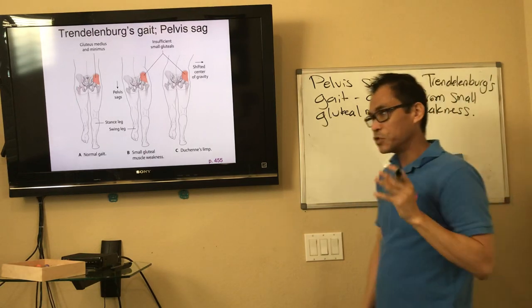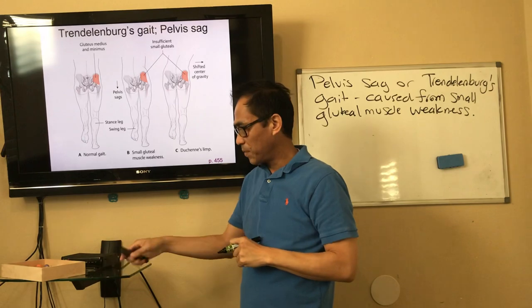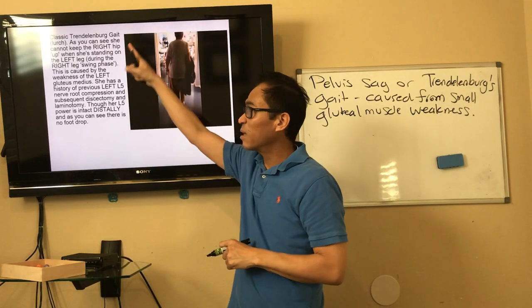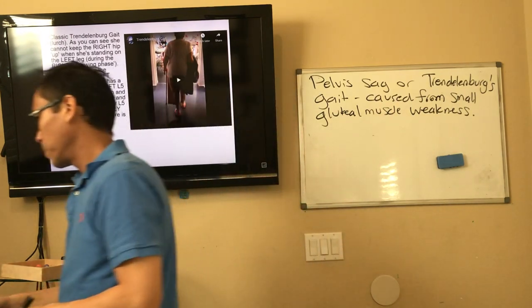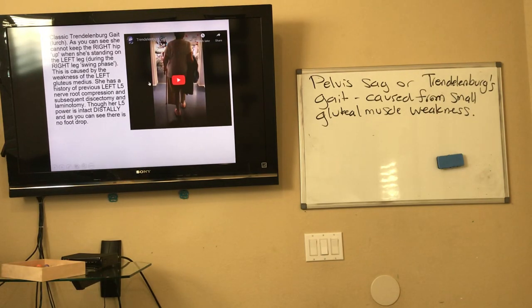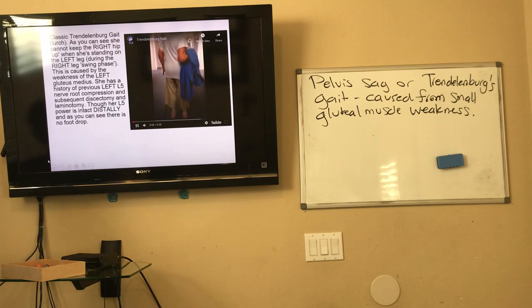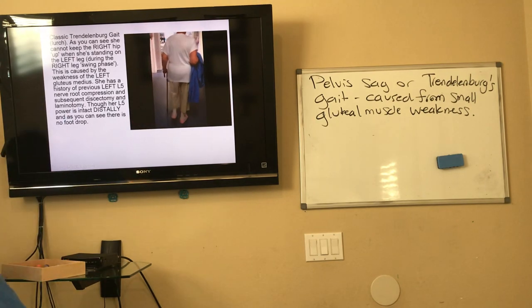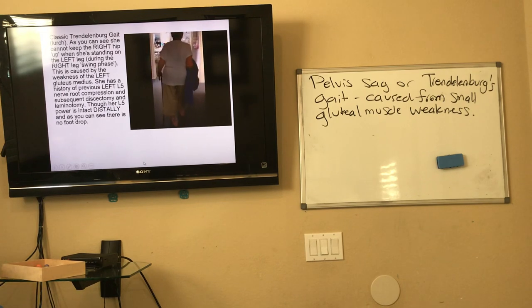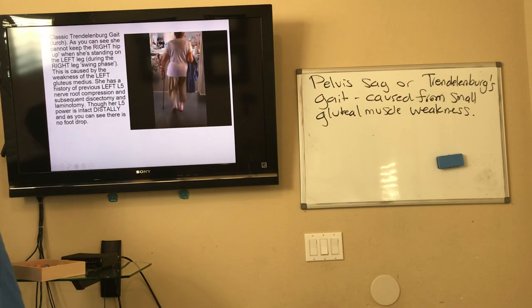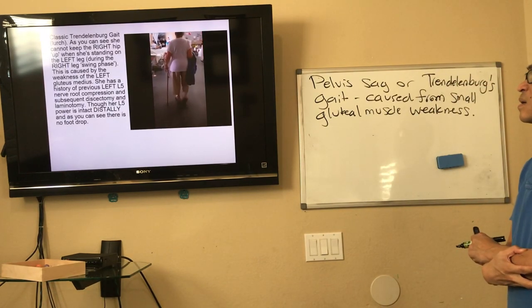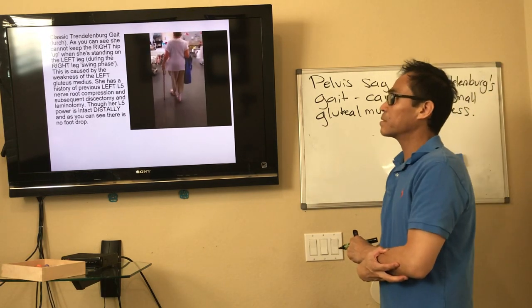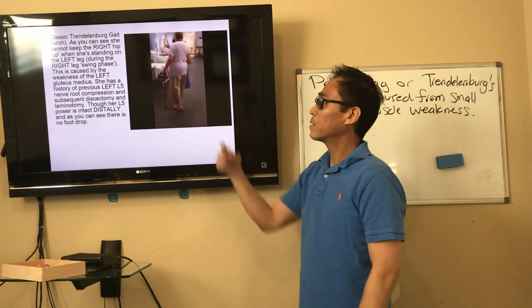So maybe on one side, the superior gluteal nerve is paralyzed. And a nice picture of it here. You can see the clinical description there, but let's play the video. See if you can notice which side the sag is occurring. This side. Okay.